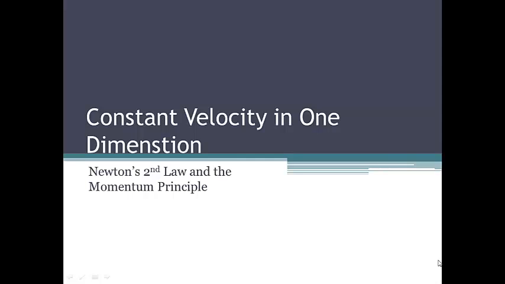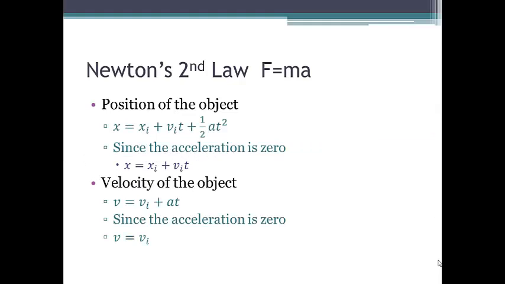Hi, this is my experiment to show constant velocity in one dimension. We're trying to illustrate Newton's second law, which is force equals mass times acceleration, and the momentum principle, which is a variation of Newton's second law. Newton's second law, F equals ma, where F is force, m is mass, and a is acceleration.